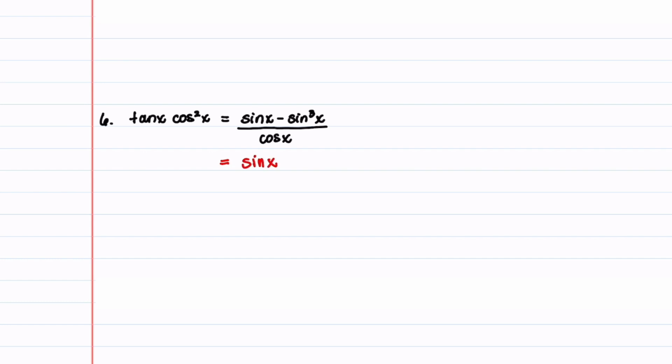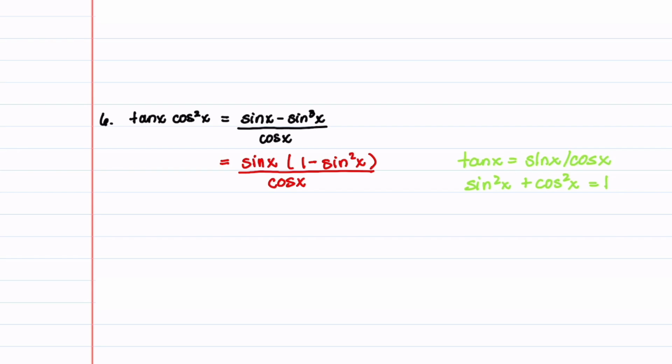So we'll factor out a sine x, and we're left with 1 minus sine squared x, all divided by cosine x. We know that tangent x is sine x over cosine x, and that's great because we have a tangent on the left. And then let's also notice that sine squared x plus cosine squared x is equal to 1. So 1 minus sine squared x is cosine squared x.